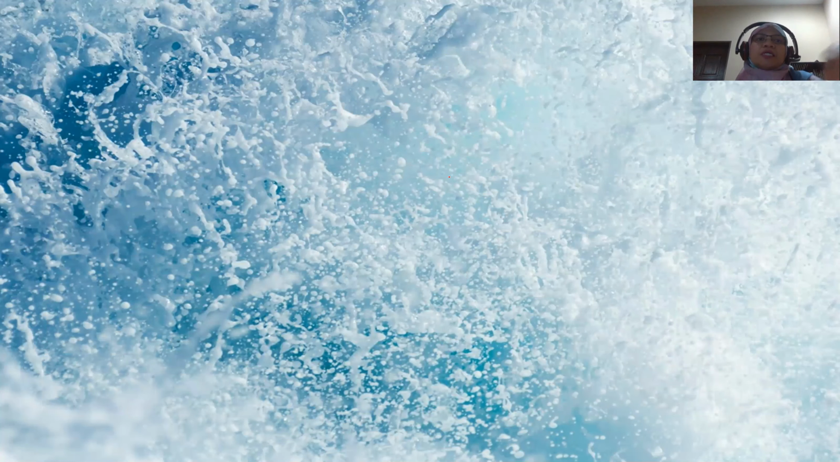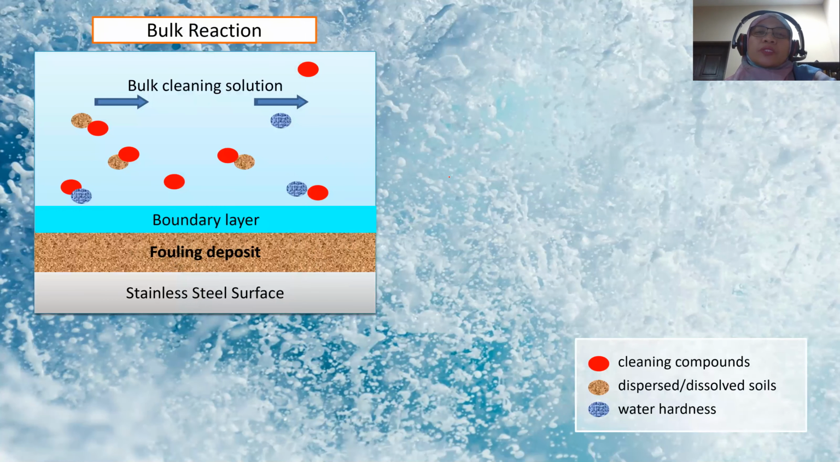Now let's look at the cleaning reaction that may happen during cleaning. Cleaning reaction is actually a heterogeneous reaction as the reactants are in different phases, in the detergent solution and the salt deposit. The cleaning mechanism starts with bulk reaction, where the cleaning chemical reacts with salt that disperses or dissolves in the bulk.